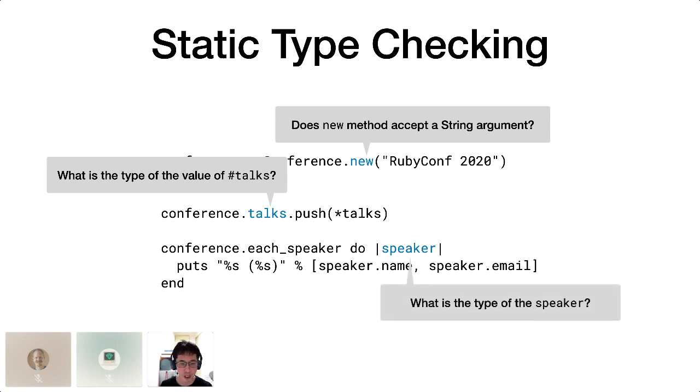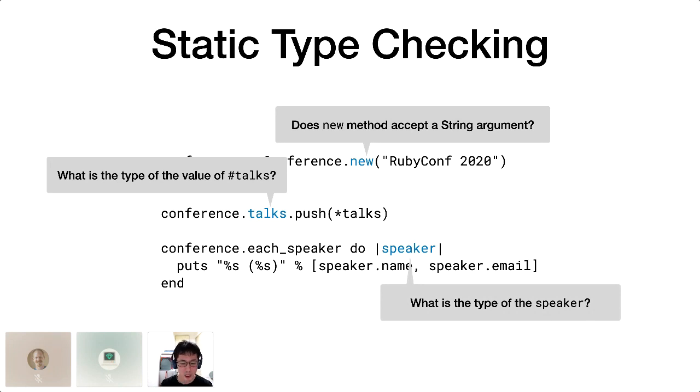We also have some assumption of the each_speaker method. The method name starts with each. Then we guess that the method accepts a block. But it's not clear what the real signature of the each_speaker method is. Or we need to know what kind of value will be yielded to the block. So what is the type of the speaker local variable?